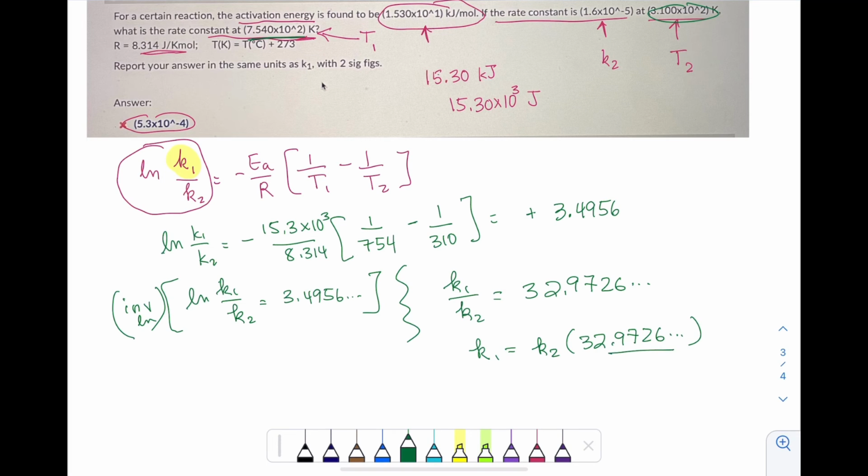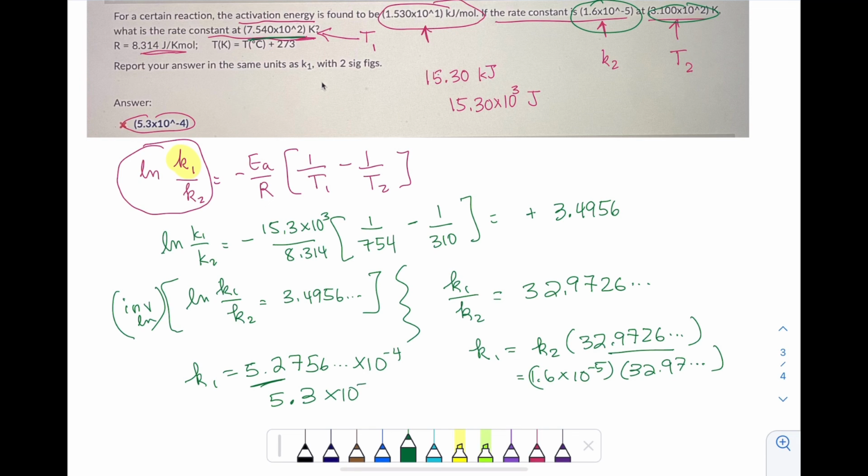I've got this number in my calculator. I come up here and grab that K2, and K2 is 1.6 times 10 to the minus 5, times that 32.97. So times 1.6 times 10 to the minus 5. I end up with K1, hallelujah, equals, let me write this out, and to two significant figures, it would be 5.3 times 10 to the minus 4.